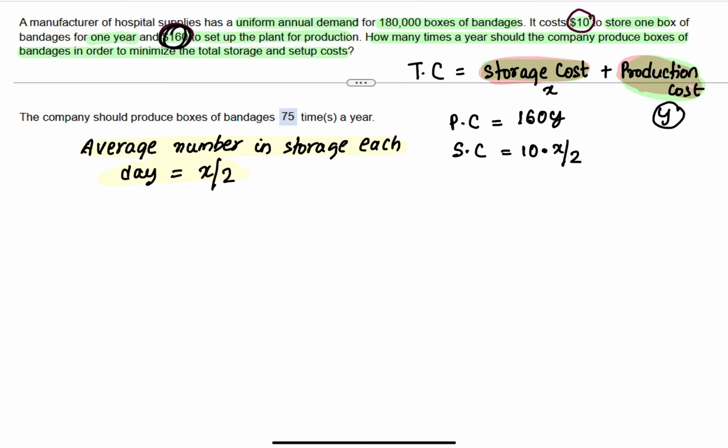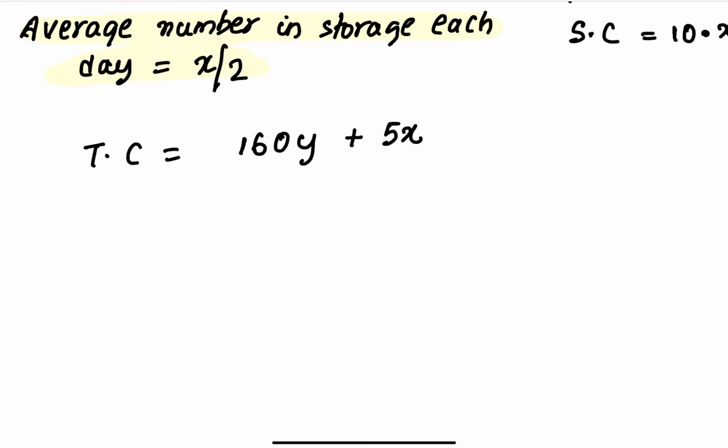Okay, so now that you know this, your total cost is going to be 160Y plus 10 times X over 2, which is 5X. Keep in mind, you're trying to make this your minimum. So I'm going to name this my function f of x: 160y plus 5x. This is my production cost, and this is my storage cost, assuming that the average number in storage each day is x over 2.